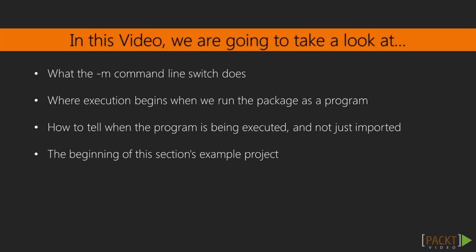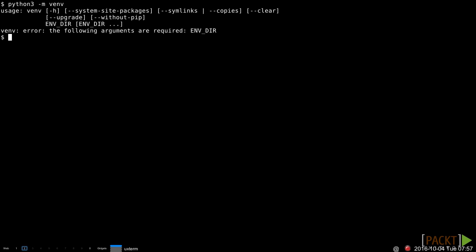In previous videos, we've run command line tools like doctest and venv by typing in Python -m followed by the name of the tool we wanted to run. What were we actually asking Python to do when we did that? The -m command line switch for Python tells it to run a module. It uses the same mechanism to find the module that it would if we'd used an import statement with the module's name, and then it executes it.